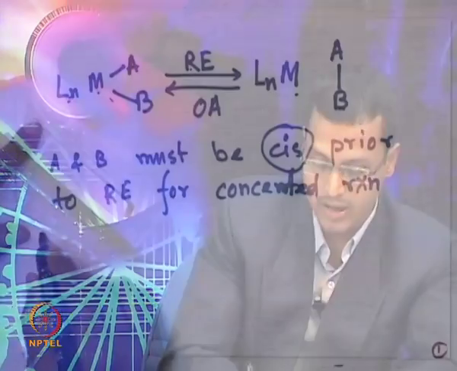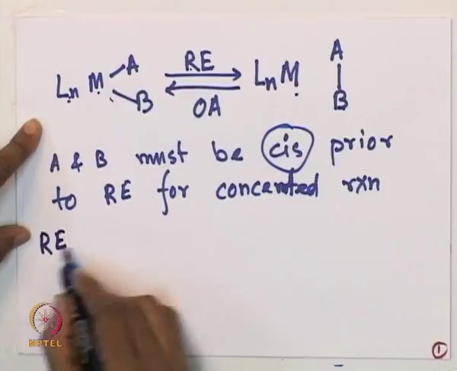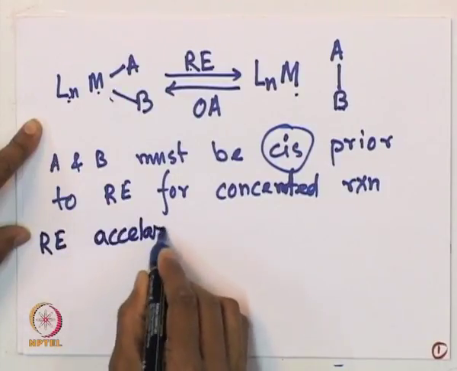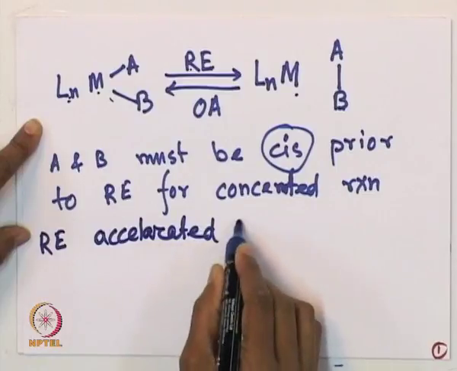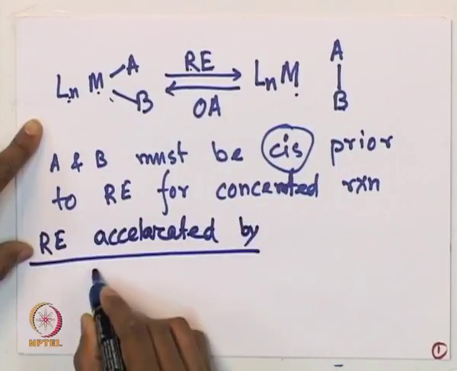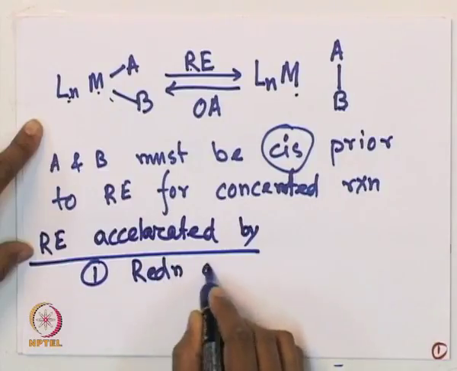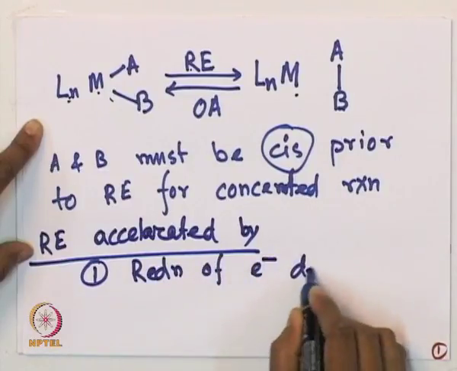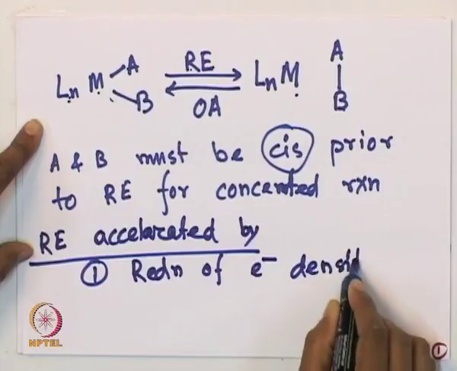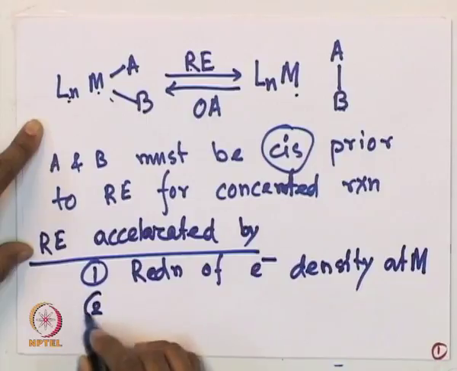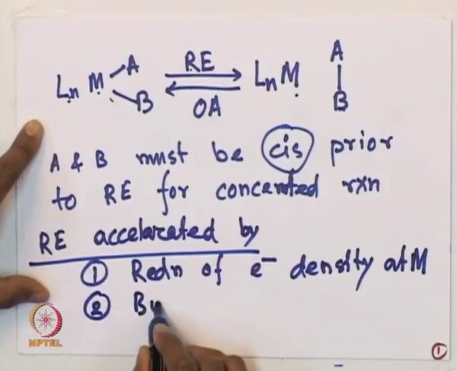So let's write down that fact. Reductive elimination, RE, is accelerated by, number 1, as we discussed, reduction of electron density at M, meaning metal, and the bulkier ligand.